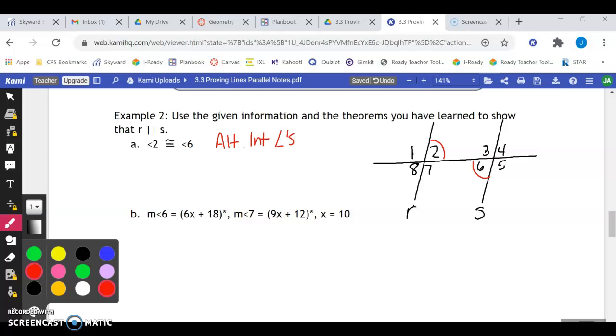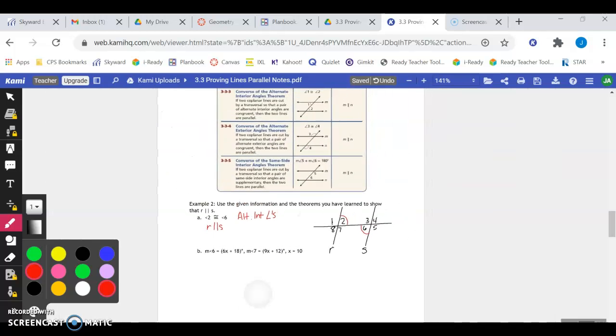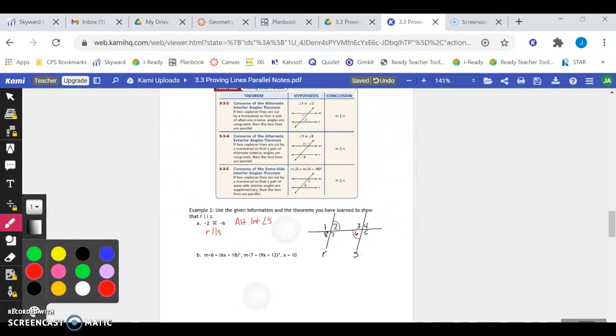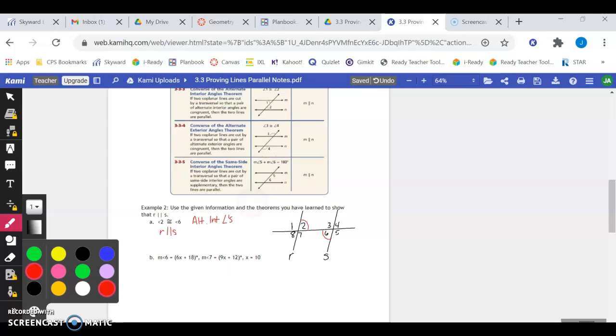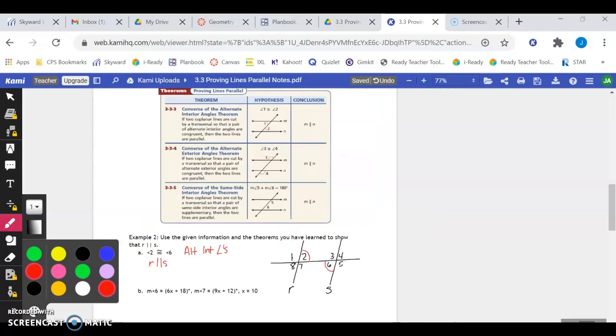And if those are the same, which it's telling us that is, then we can say that R is parallel to S. Based on, we got to go back up here and figure out which one was the alternate, the converse of alternate interior angles theorem.